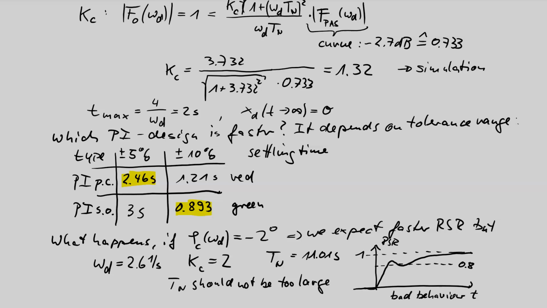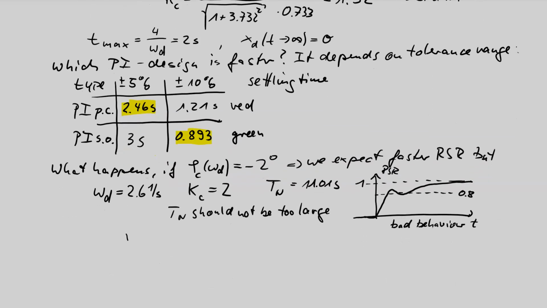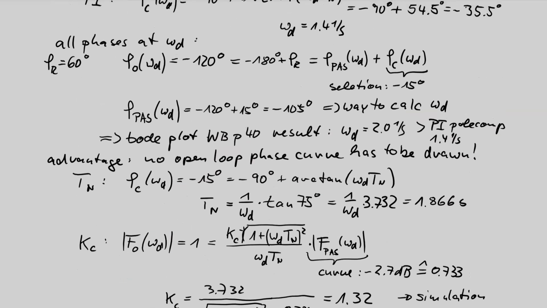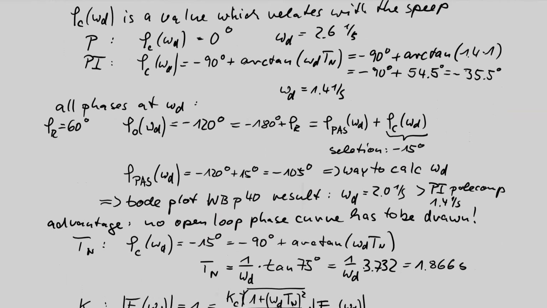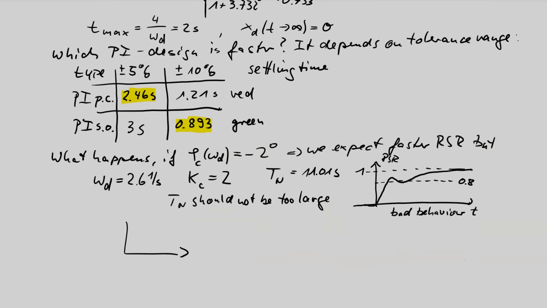Okay, so far this is the end of the PI design, and in the next video we now want to go to the PI-DT1 design. Now we add a differentiator. That is video 54. Okay.